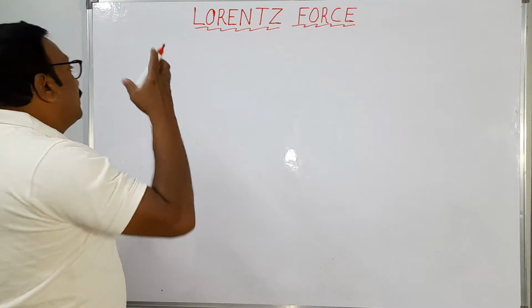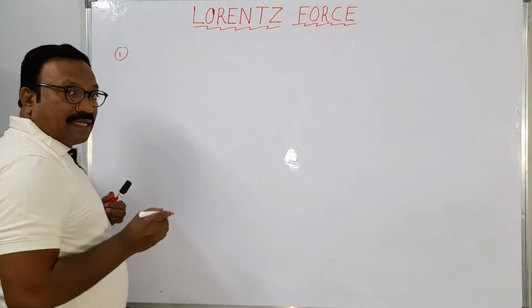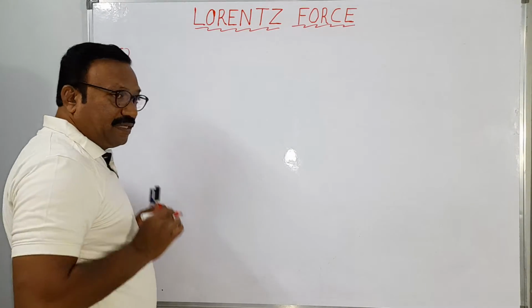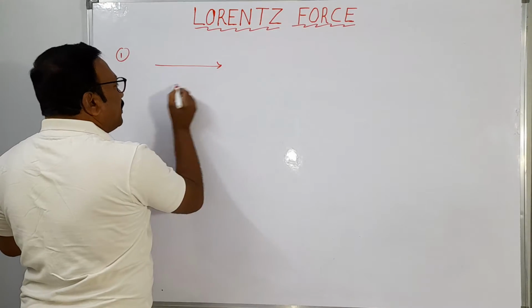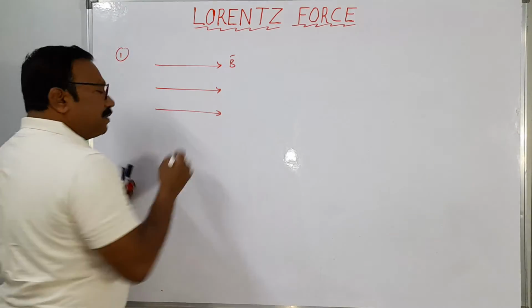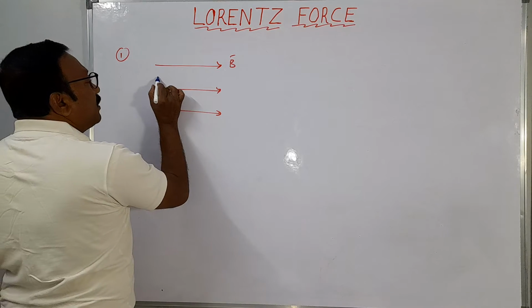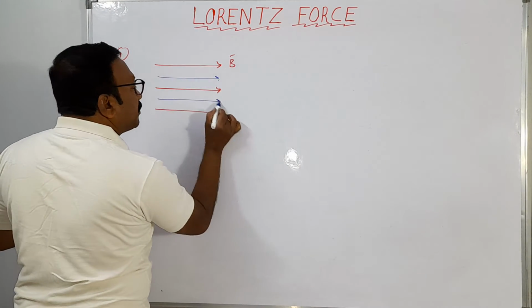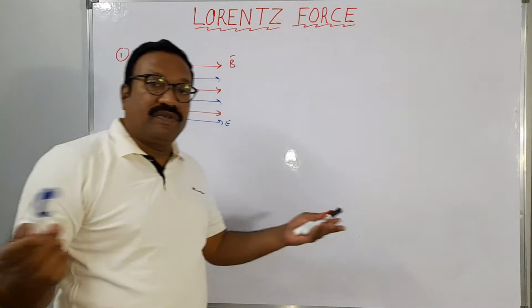So let us take now, it happens that there is a magnetic field in this region. Let me take it like this. This is a magnetic field, B bar. There is also an electric field in this region. Let me take this as the electric field in this region. Both fields are there.